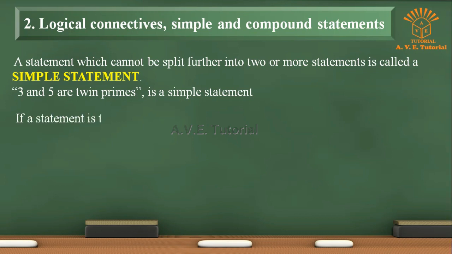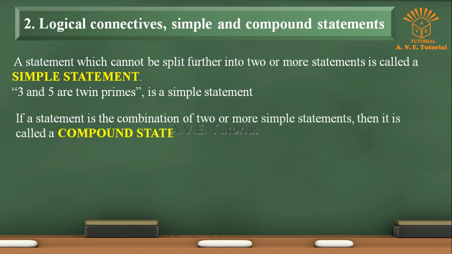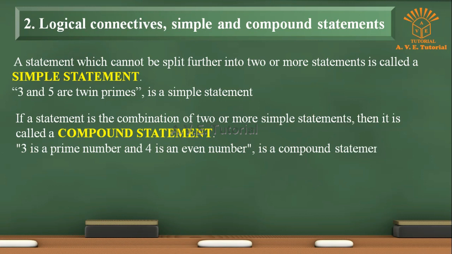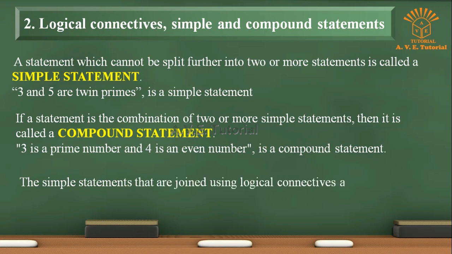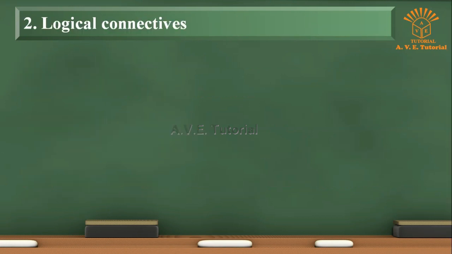Compound statement: if a statement is the combination of two or more simple statements, then it is called a compound statement. 3 is a prime number and 4 is an even number, is a compound statement. Component statements: the simple statements that are joined using logical connectives are called component statements. Let us study in detail about all logical connectives.